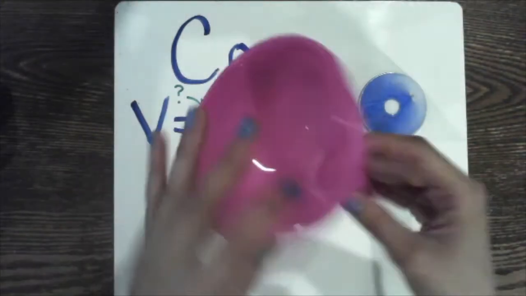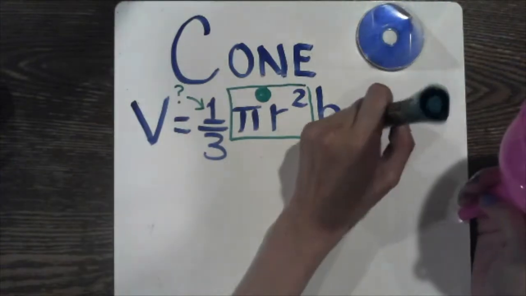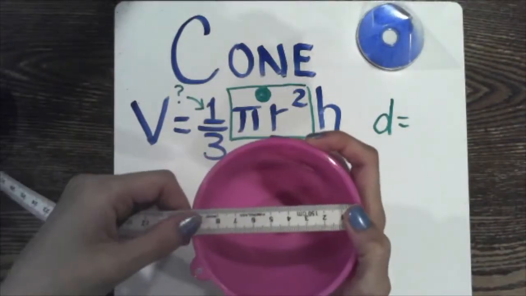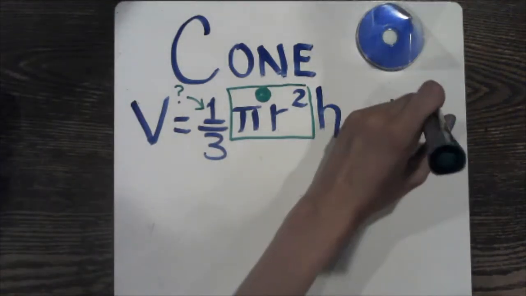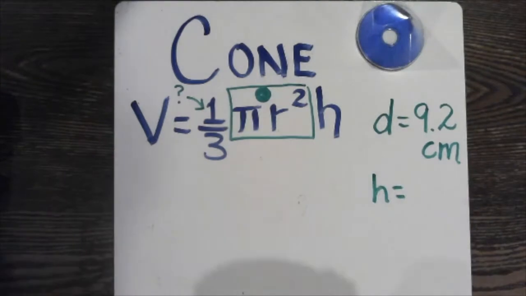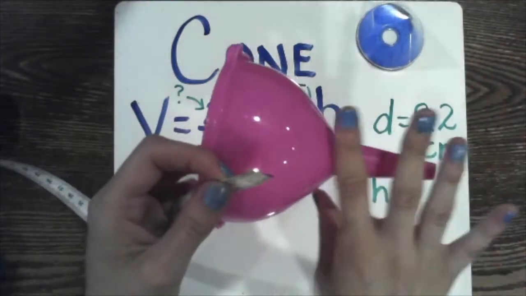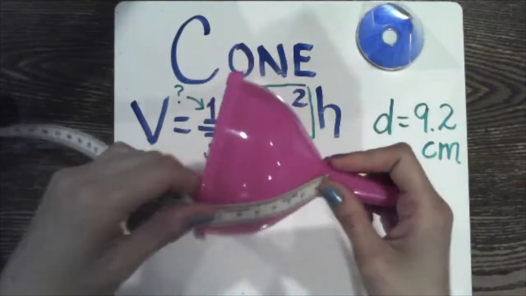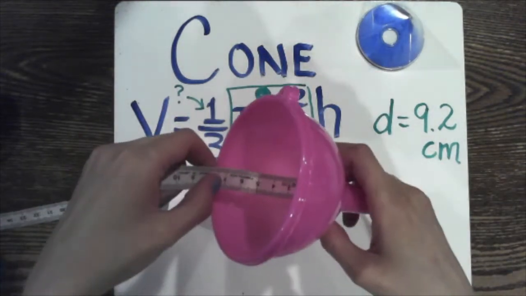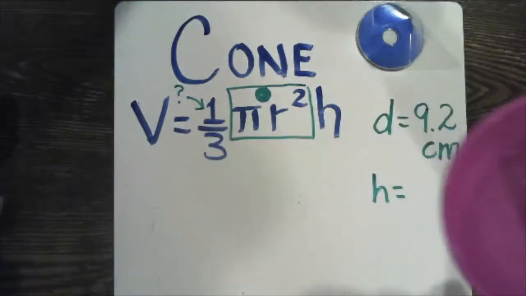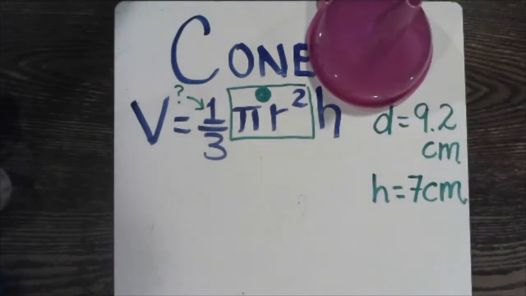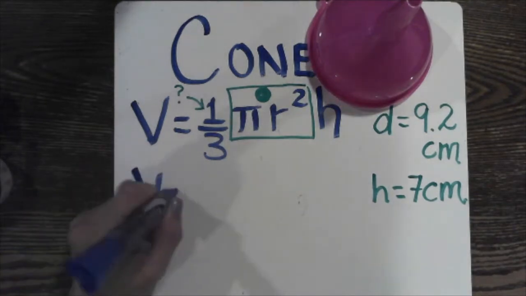But let's take a look at a more interesting cone. This is my funnel. This is my favorite funnel. And it has a diameter of 9.2 centimeters. It has a height, well, let's measure the height. Let's be careful. The height of the funnel does not include the long part, just the funnel itself, the circular container, and I have to measure it through the inside so that it is vertical. It creates a 90-degree angle with the base. That would be 7 centimeters.